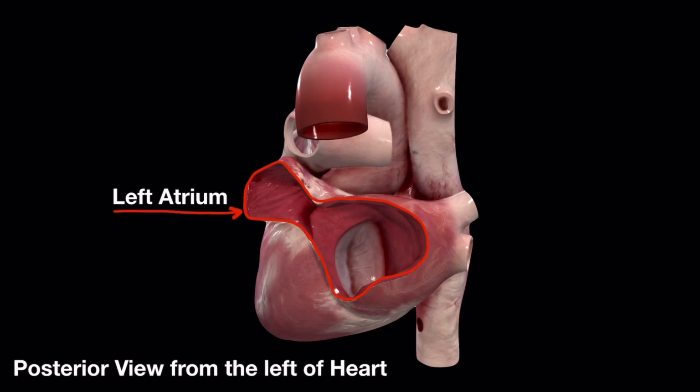The left atrium. So blood left the heart, went to the lungs, and now it's coming back to the heart via those pulmonary veins. And those pulmonary veins are bringing blood into the left atria. So that's where we're bringing blood into.